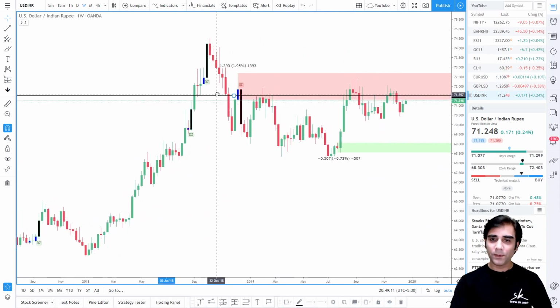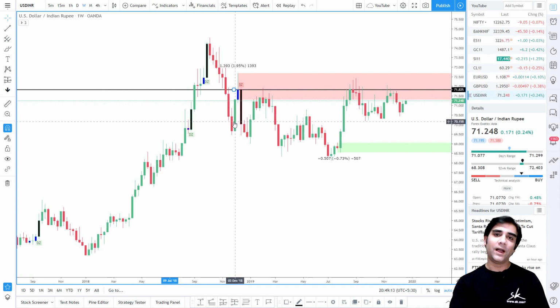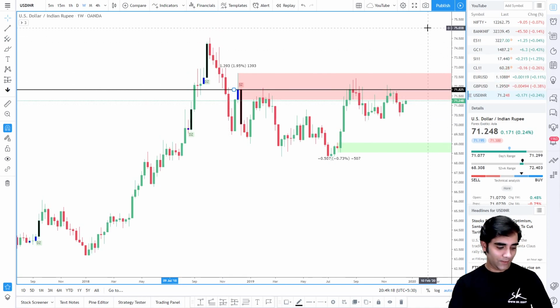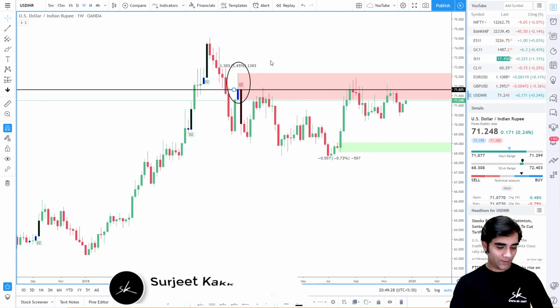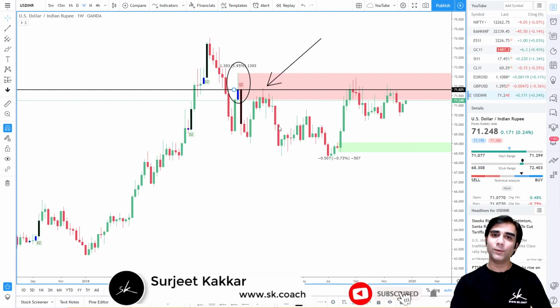So maybe now people might start looking at this area as your area of resistance. But what created this area of resistance? The supply zone created that area of resistance. So again, you can see people who are looking at support and resistance, they are delayed. For us, this is where we had the very first opportunity probably to go short.